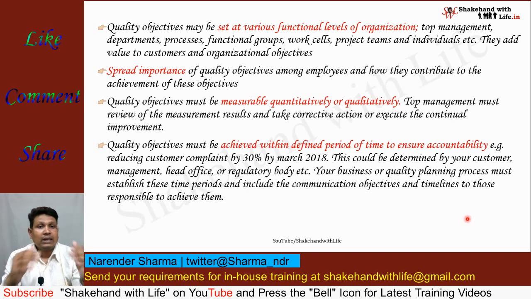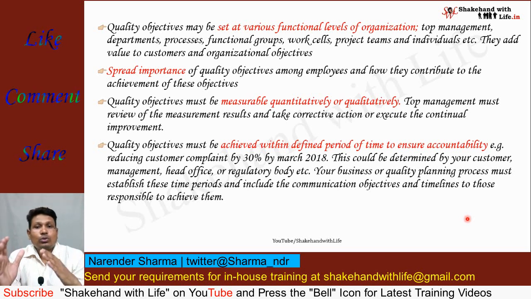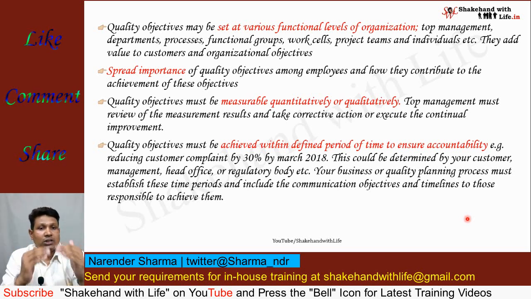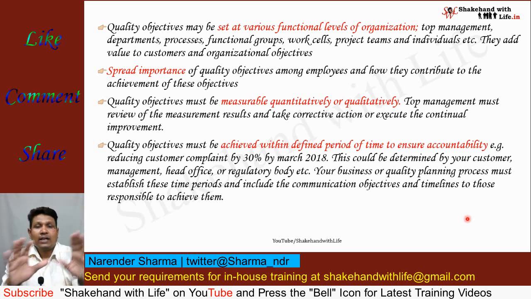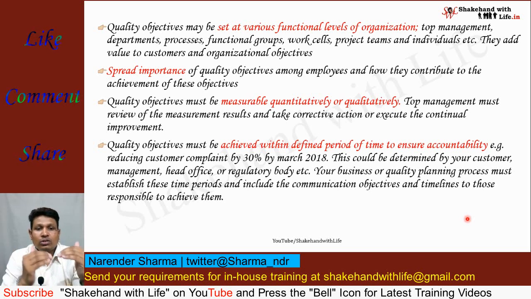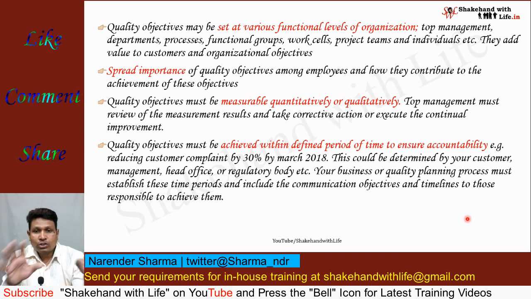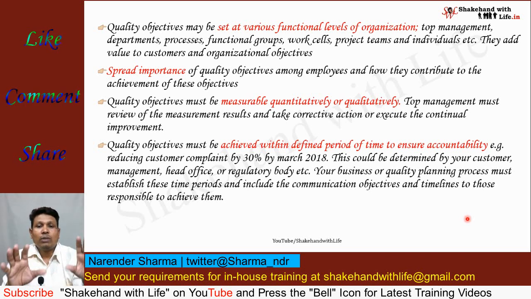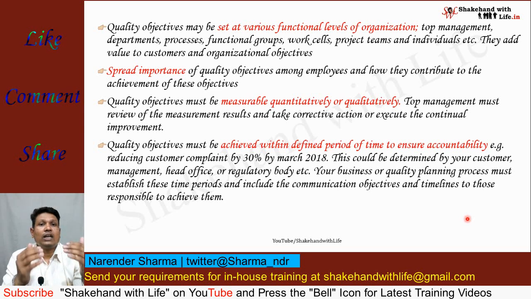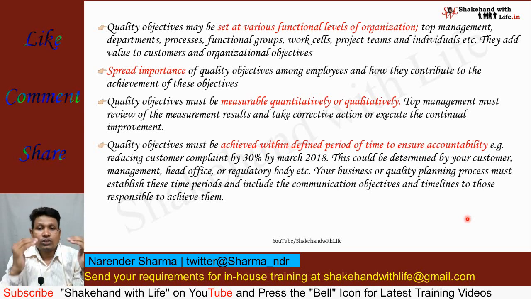For example, reducing customer complaints by 30% by March 2018. If the organization sets this timeline and the target that by March 2018 the organization has to reduce customer complaints by 30%, this shows the time frame and the accountability of the people who are working on achievement of the quality objectives. This could be determined by your customer.